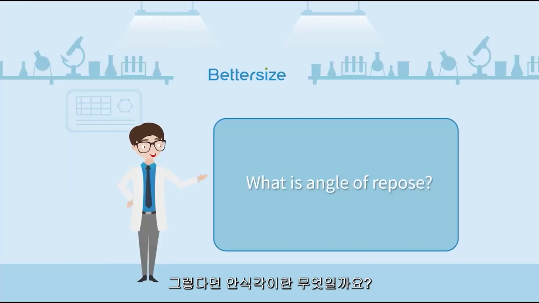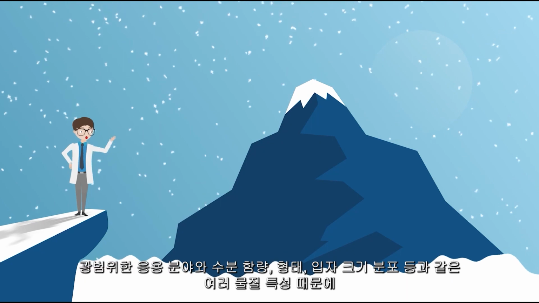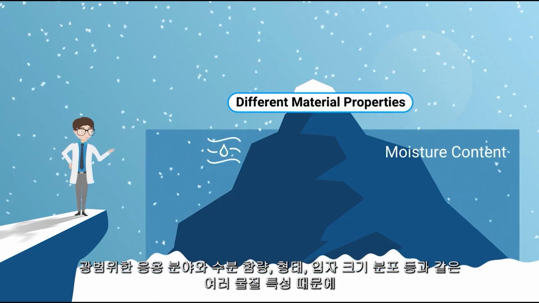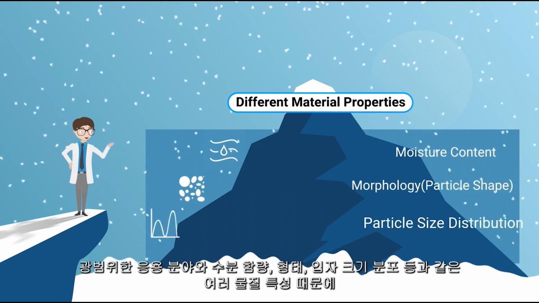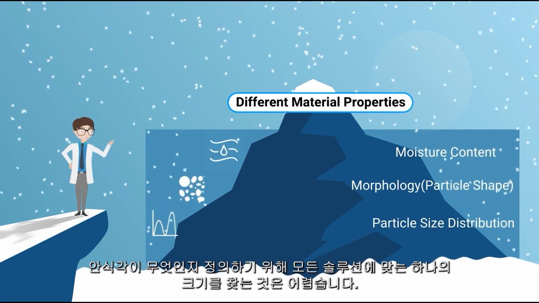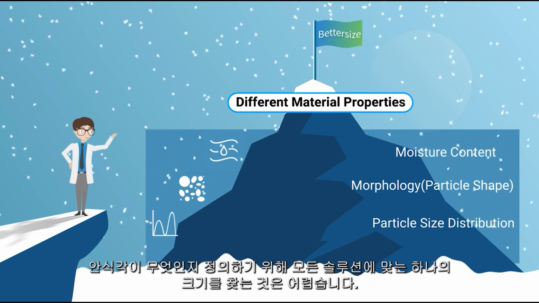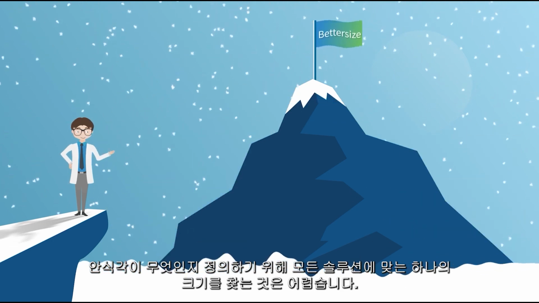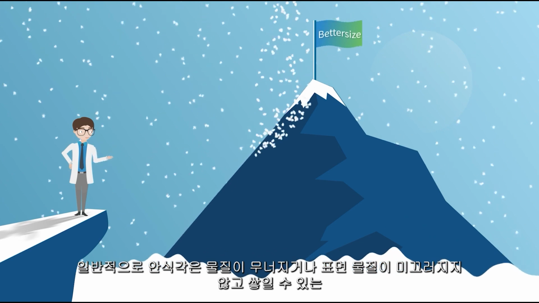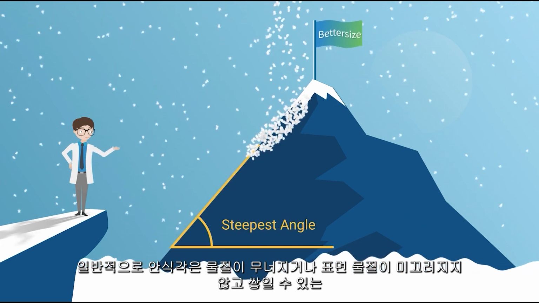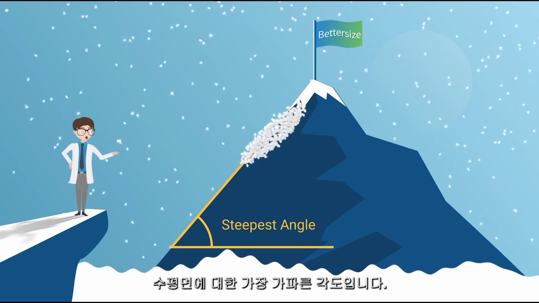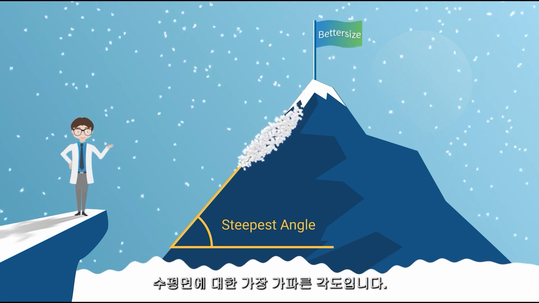So, what is angle of repose? Well, due to its wide applications and different material properties, such as moisture content, morphology, particle size distribution, etc., it is challenging to find a one-size-fits-all solution to define what the angle of repose is. Typically speaking, the angle of repose is the steepest angle relative to the horizontal plane at which a material can be piled without slumping or the surface material sliding.